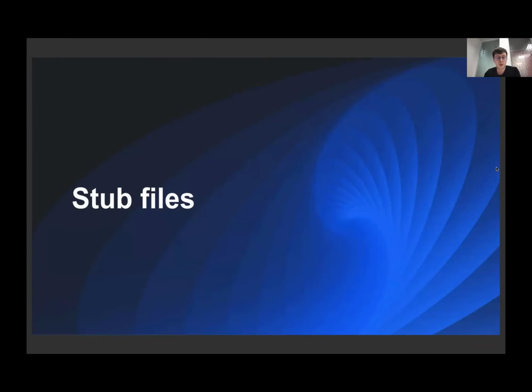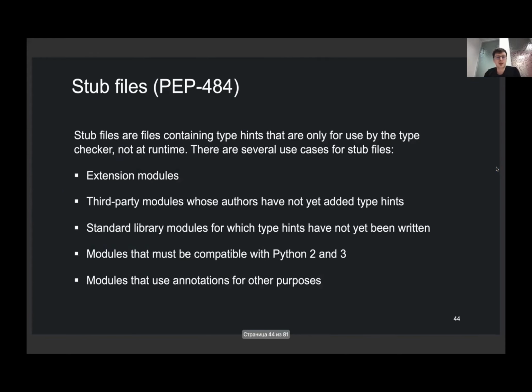So the solution we came up with is stub files. Stub files are a part of the language standard. They were introduced in PEP 484, and a stub file is a separate file that contains only type hinting information. And it was introduced for the following purposes.